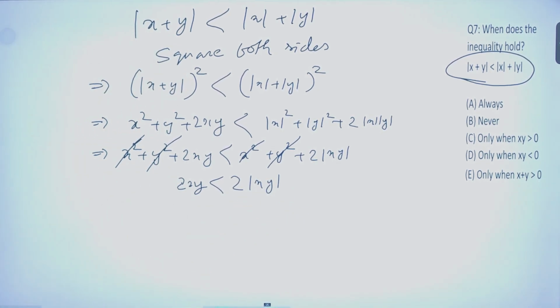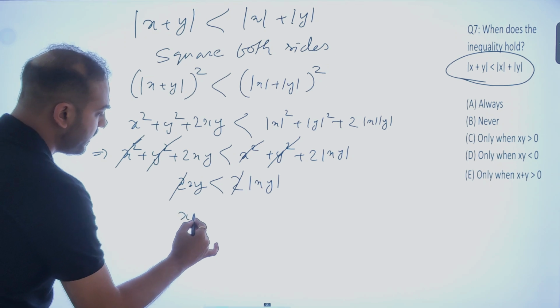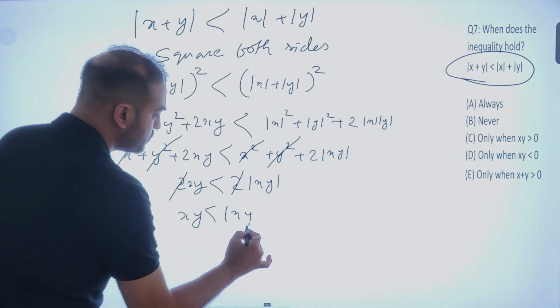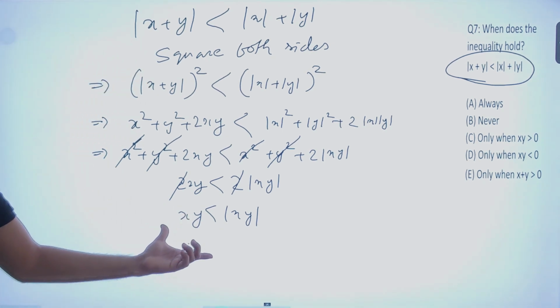Okay, 2xy is less than mod 2xy. 2 and 2 cancel out, so xy is less than mod xy. Now, a couple of questions ago, we discussed this.